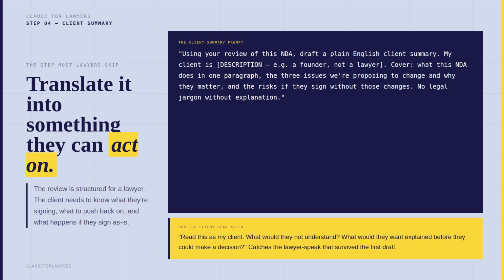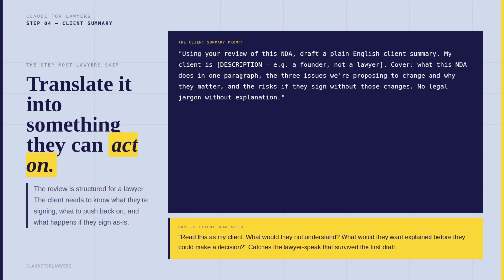Read this summary as my client. What would they not understand? What would they want explained before they could make a decision? Does any of it read as legal jargon? That read catches the lawyer speak that survived the first draft, the defined terms you forgot to explain, the risk description that's accurate but not concrete, the recommendation that doesn't tell the client what they need to do next.